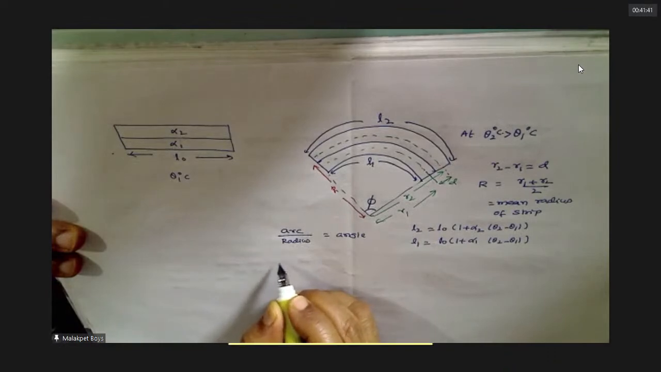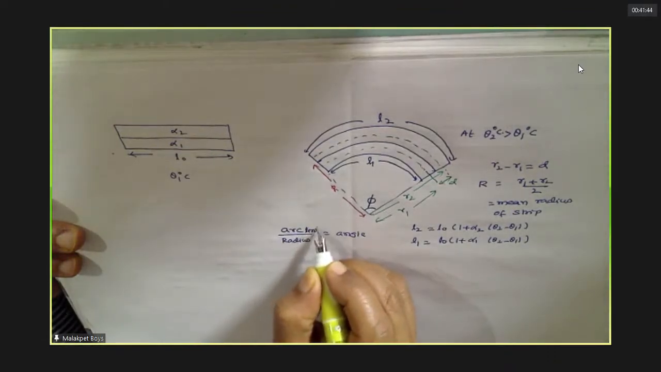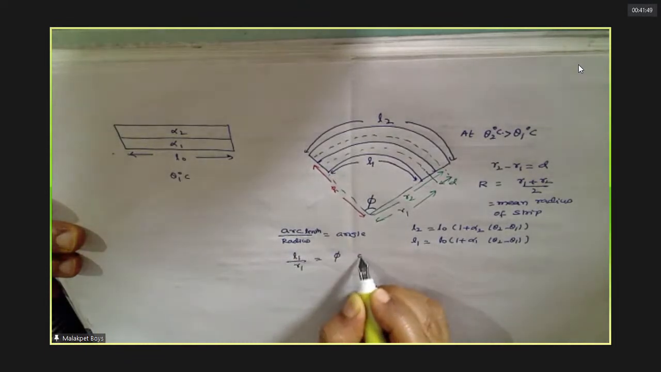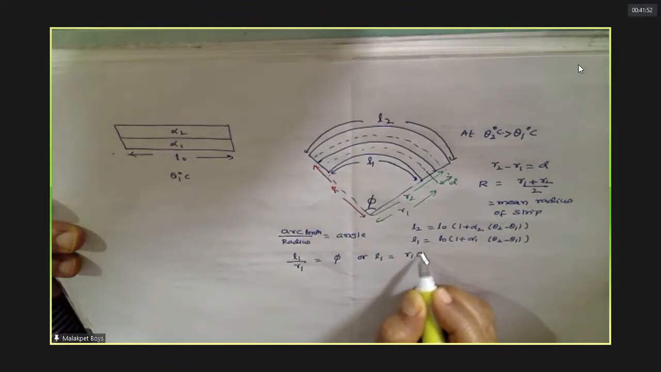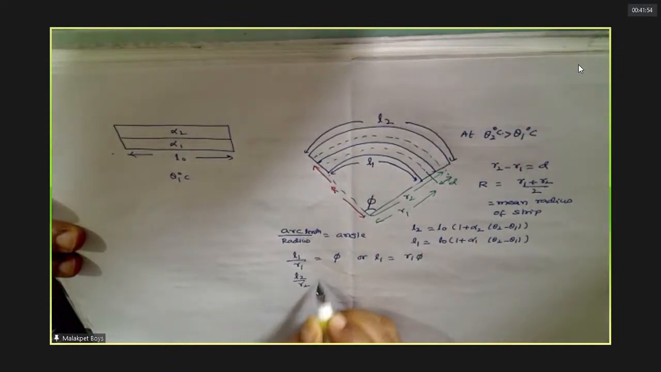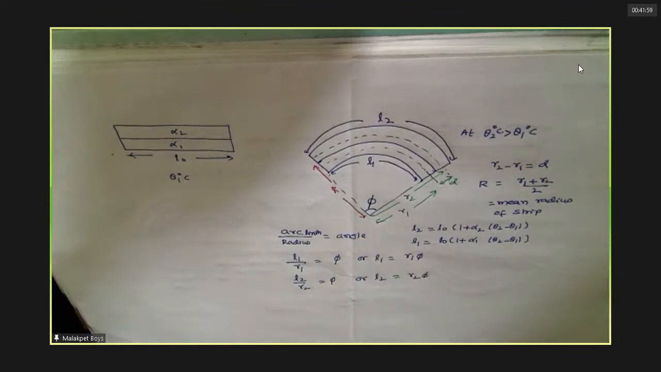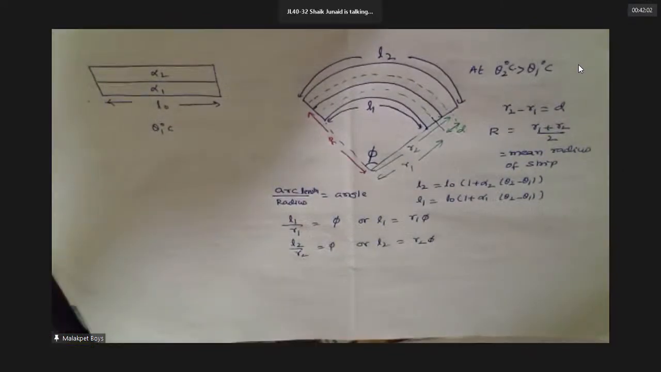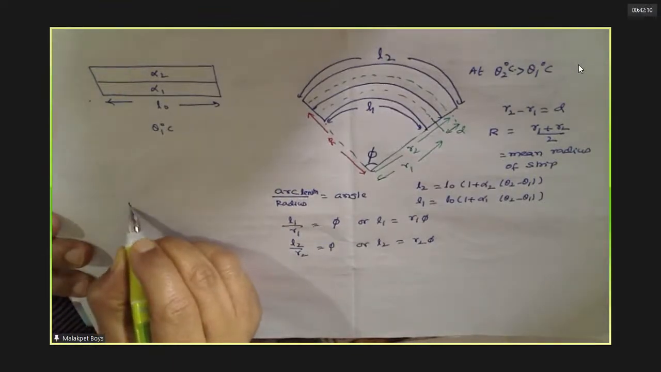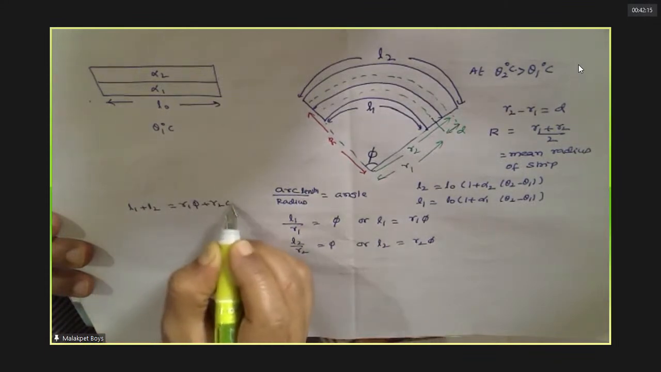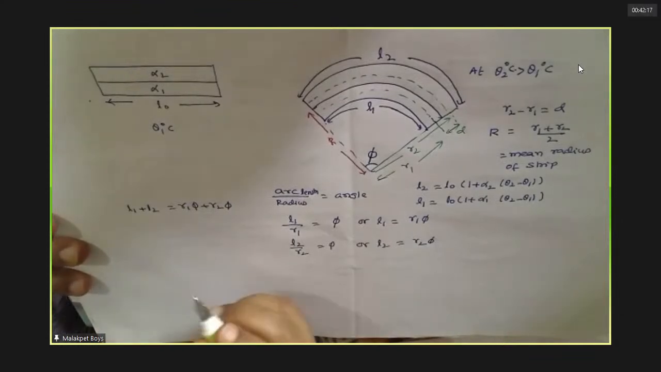Therefore, this is the arc length. So L1 by R1 is theta, or L1 equals R1 theta. L2 by R2 is theta, or L2 equals R2 theta. So far followed? Understood? Clear? So now you add these two. Agreed.